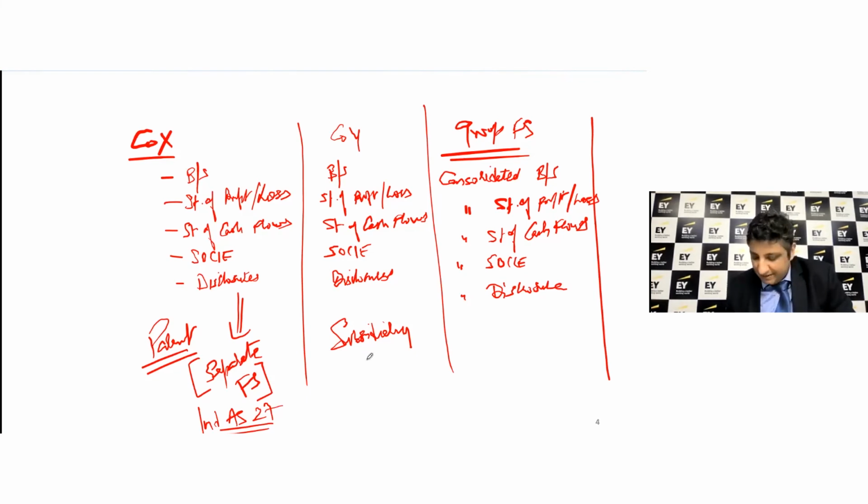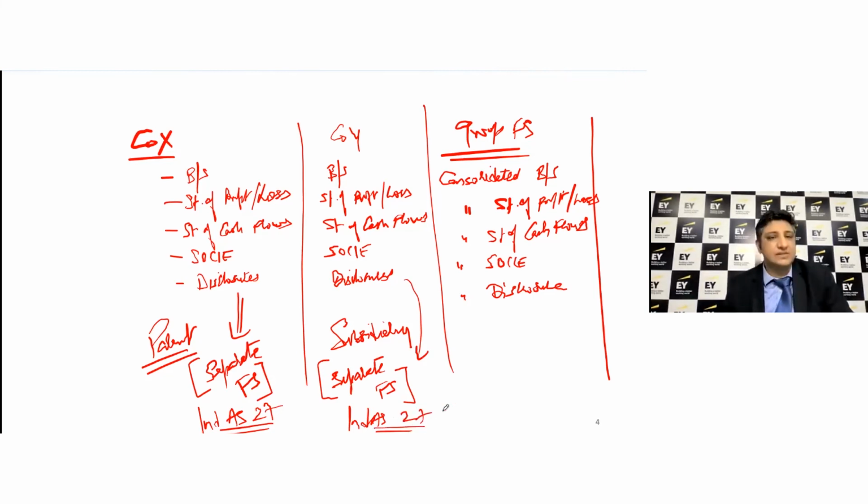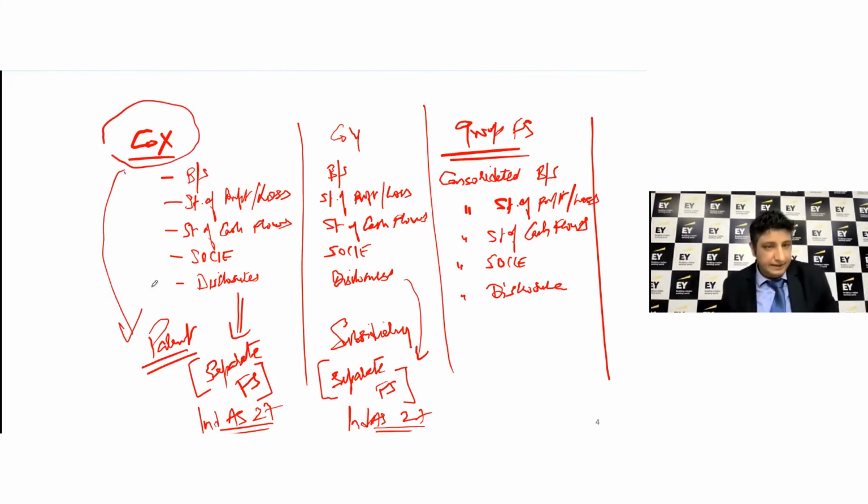When company Y prepares its own set of financial statements, even as a subsidiary, it is again resulting into separate financial statements covered through Ind AS 27. But now, X being the parent company is also required to prepare the group financial statements. Y is not required to do that. Y is anyway happily doing its own set of financial statements.